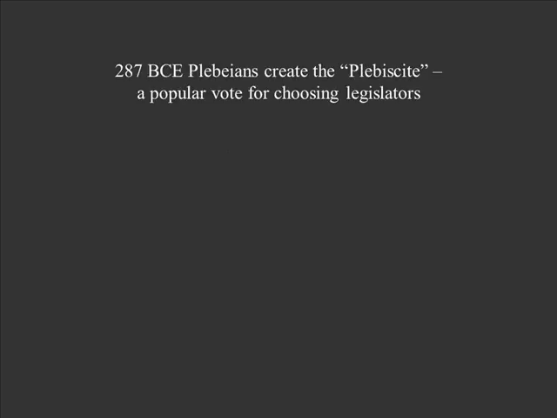The biggest change that they get is in 287, a change in the law that creates what is known as the plebiscite. And that is basically a democratic vote. The plebiscite says that the plebeians get to vote for their lawmakers. Not all plebeians. You have to be an adult male.